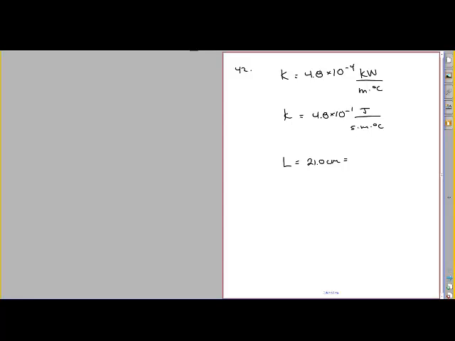So what we have is the heat transfer rate, which they call the power, is equal to K times A times delta T all over L. So we have the thermal conductivity. We have delta T, which is 25 degrees C. We have L, which is 0.21 meters. So the only thing we don't know is area, so we can calculate area.